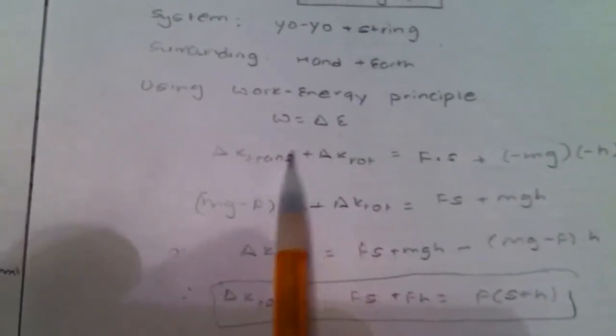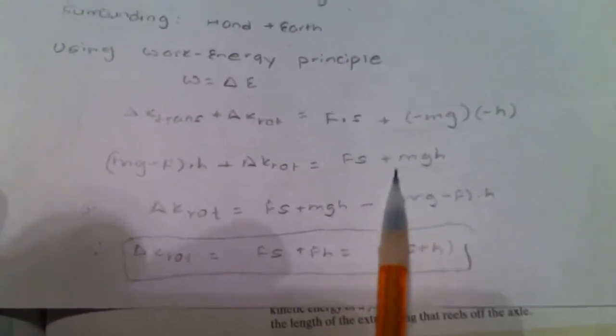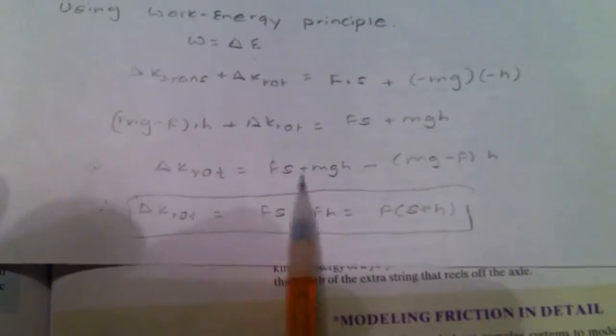As for the change in rotational kinetic energy, which we are trying to find, and the work done on the other side: to solve for the change in rotational kinetic energy, we have F dot s plus mgh, and we bring this to the right-hand side. The mgh and negative mgh cancel out, so we are left with F dot s plus F dot h, which is equal to F times s plus h in parentheses. So this is how we can break down the movement of the yo-yo into two systems, the point particle system and the real system, and describe the work energy principle associated with it.